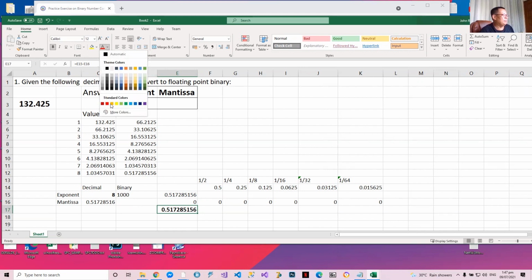Why won't it turn red? Red. We want this red so that we can see this easily.